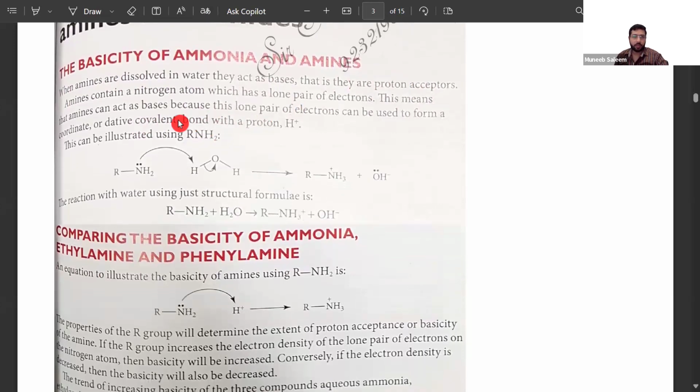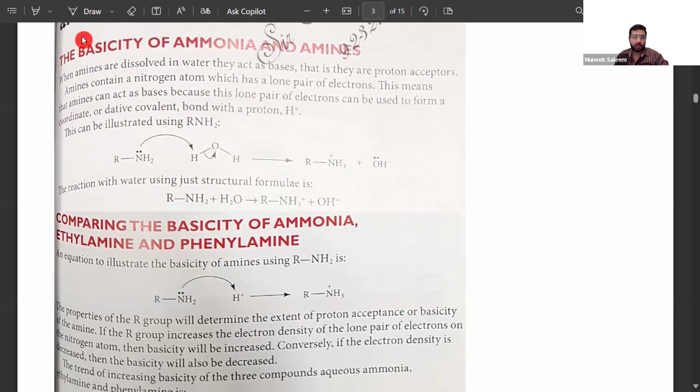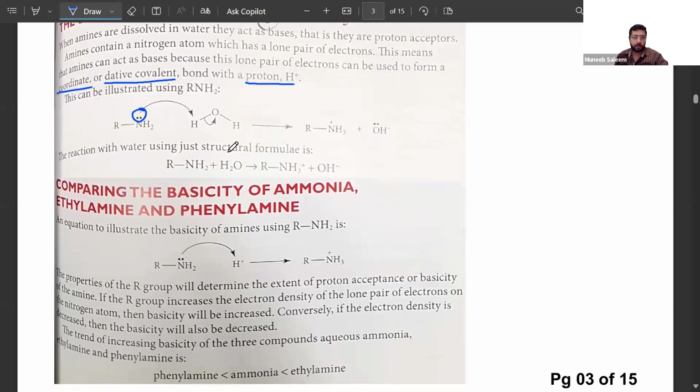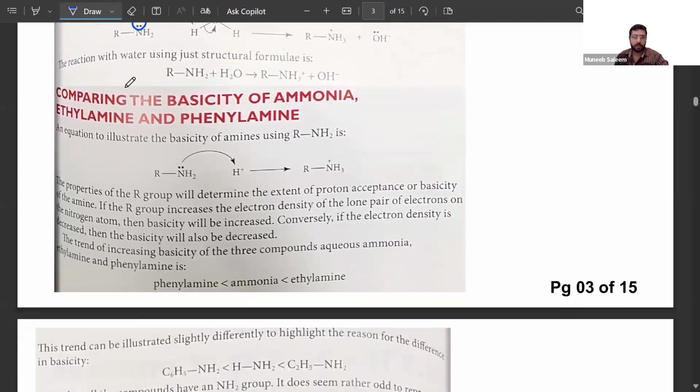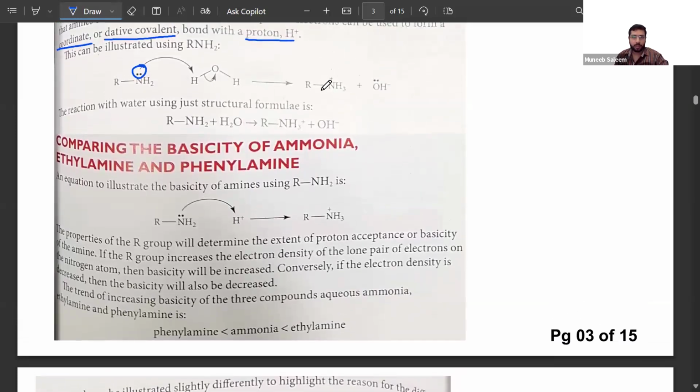So it is associated with the presence of the lone pair of electrons to form the coordinate or dative bond with the proton. So basically, the electron pair present on the nitrogen atom has to do with making a dative bond or coordinate bond with the protons, so they become good bases. So we have the alkylamine over here reacting with the water to make this type of acid. This is the conjugate acid of the alkylamine.